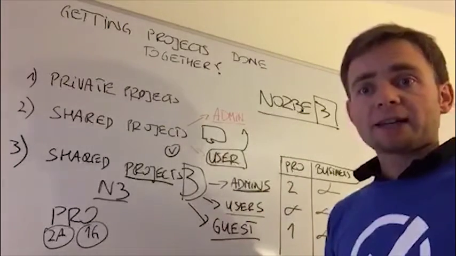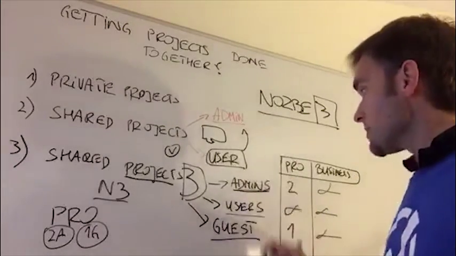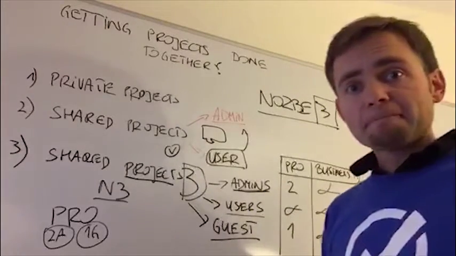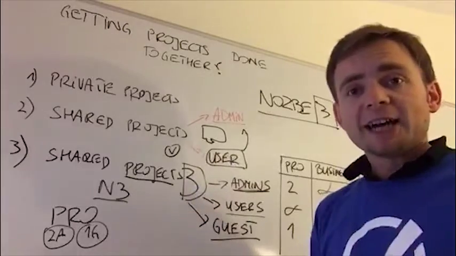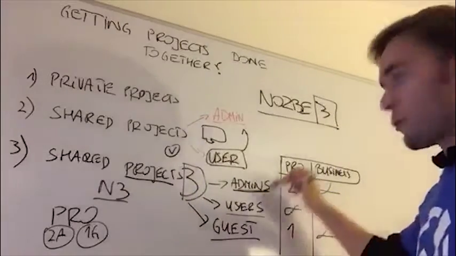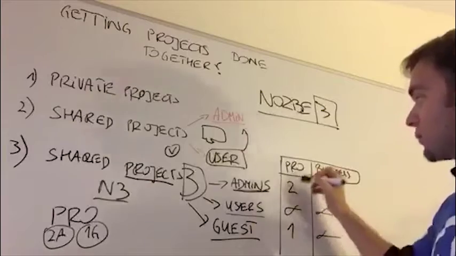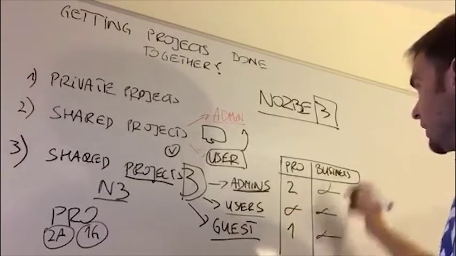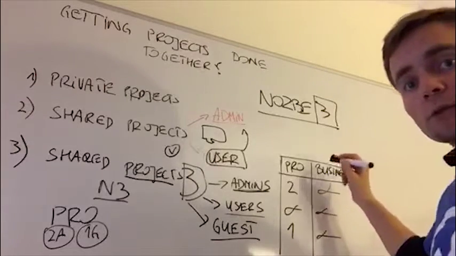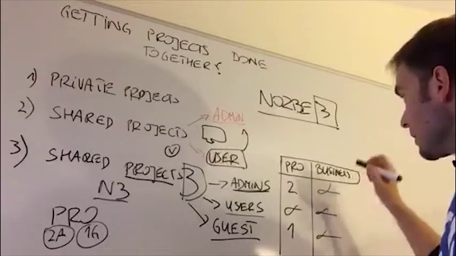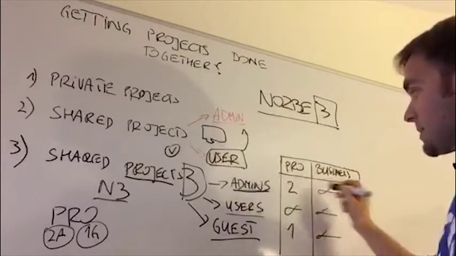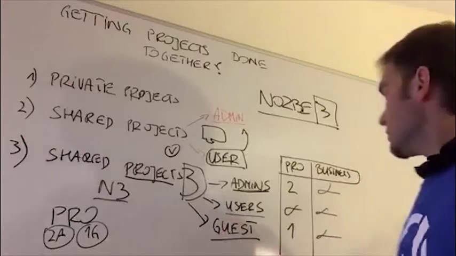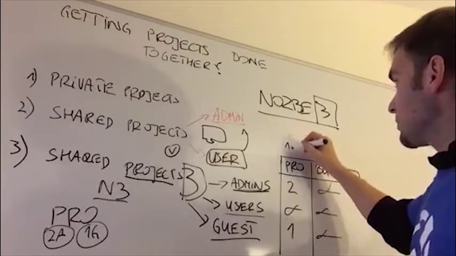And these 3 levels are coming right now in Nozbe 3. These are the new ones. So in Nozbe 3.0, which we just launched today on our 9th anniversary of Nozbe, the Nozbe Pro customers have 2 admins per project, unlimited users, and 1 guest per project. And business customers, so these guys will go for the new Nozbe business plan, get unlimited admins, unlimited users, unlimited guests.